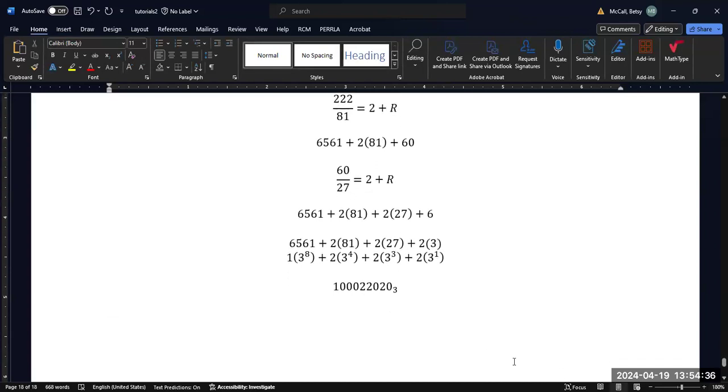Now I can basically follow a similar process for converting to base 7.